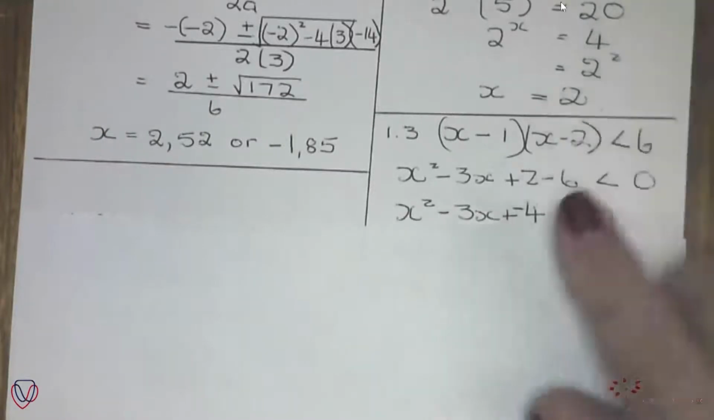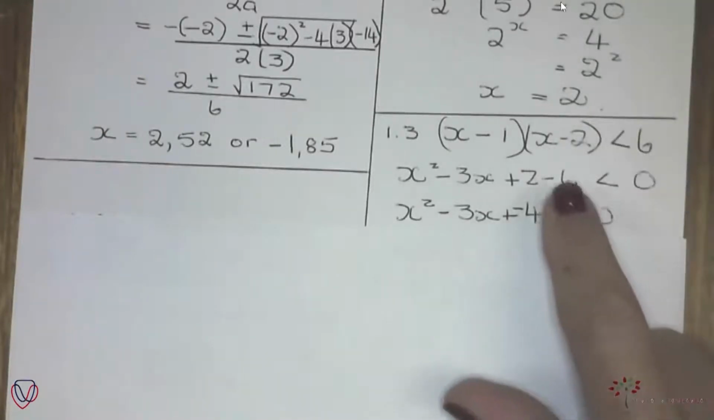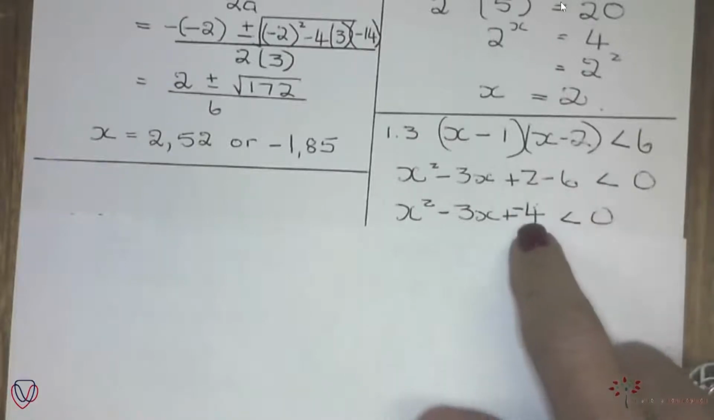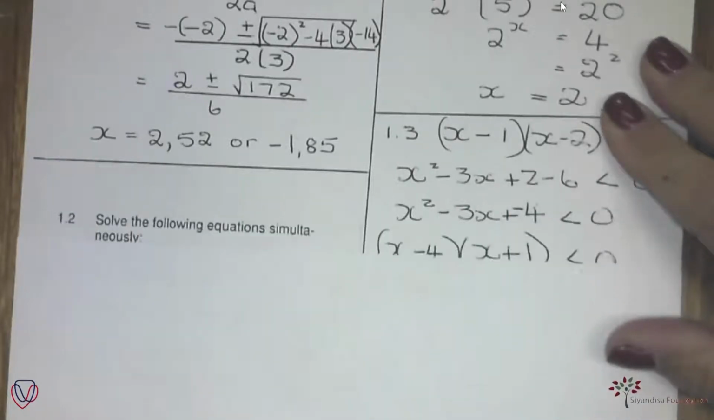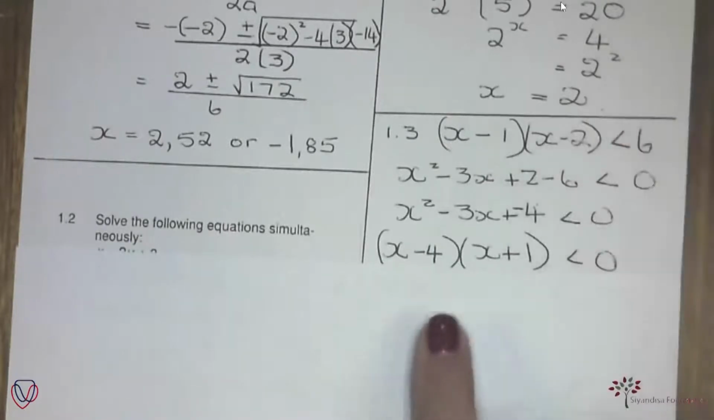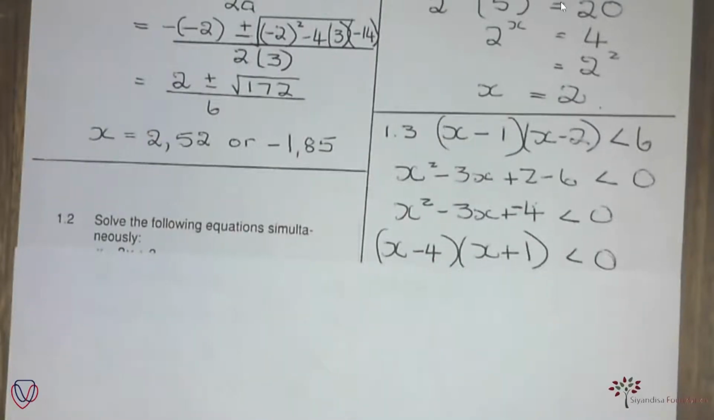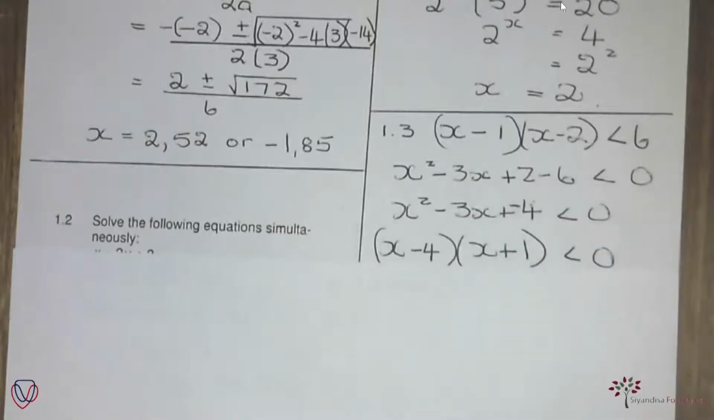And then you factorize this little one. This gave me actually negative 4. And then if I factorize this, the signs will be different because there's a negative. So I got x minus 4, x plus 1. People, when you factorize a quadratic equation, always check whether your answer is right after you factorize.